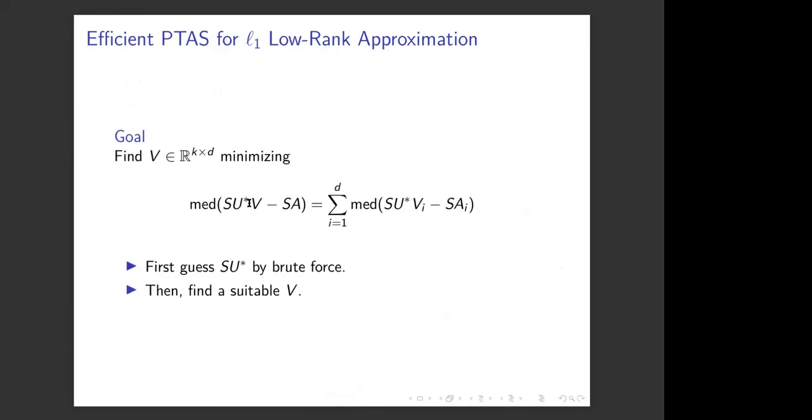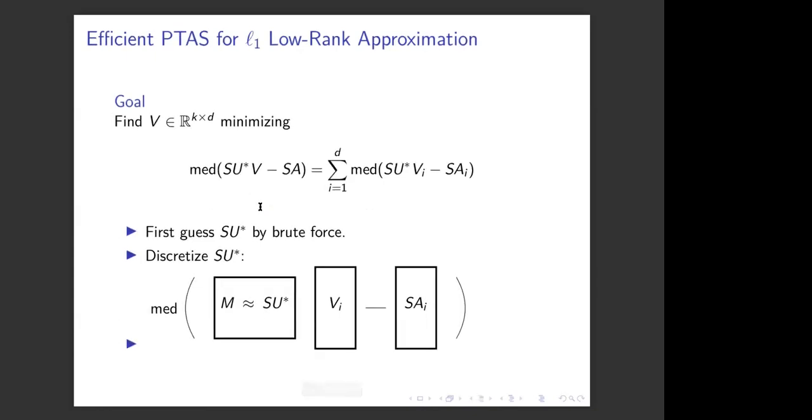So how do we do this? I said assume that we know U star. In order to know U star, we'll just guess SU star by brute force, and once we do that, we'll find a suitable V. For the first step, how do we guess SU star? Because SU star is a real valued matrix, there are infinitely many possible entries. So instead, we'll guess a discretized version of SU star. Here M is a discretized version of SU star, so it's approximately equal to SU star. Once we find M, we'll find an appropriate vi.